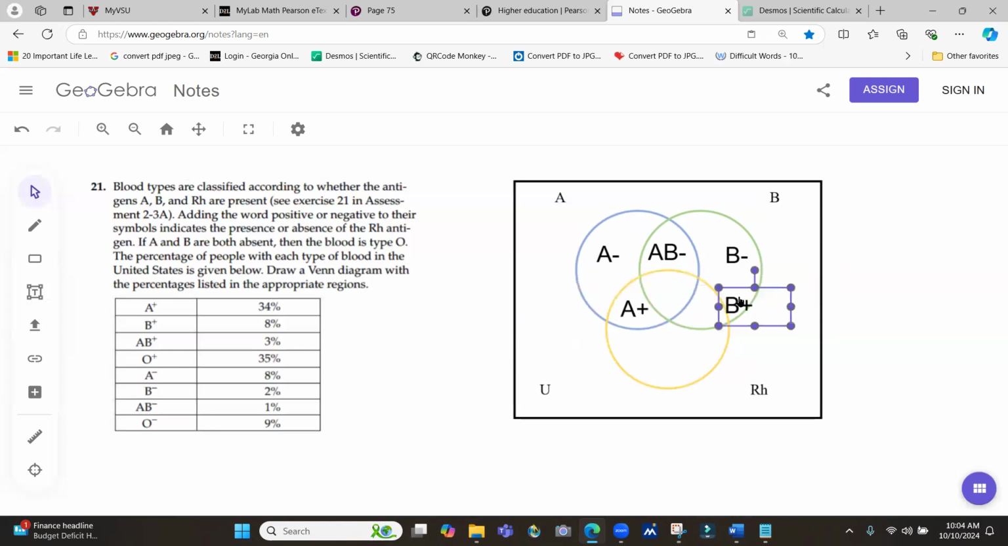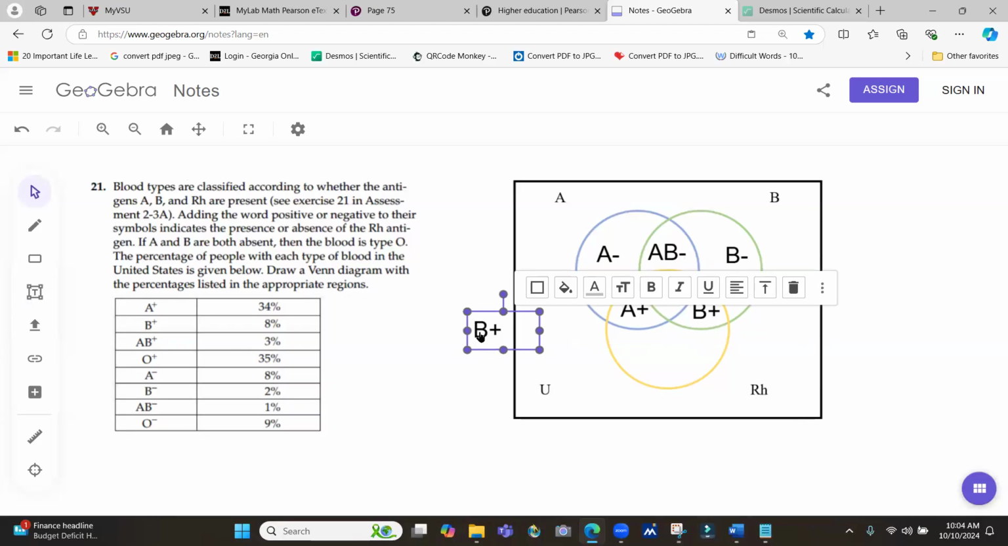And these people are B positive because they have B, they're in the B circle. They're also in the Rh circle, so they have positive. They're B positive. These guys are A and B and Rh. They're in the A circle, so they'll have A. They're also part of the B circle, so they'll have B. They're also part of the Rh circle, so they'll be plus.